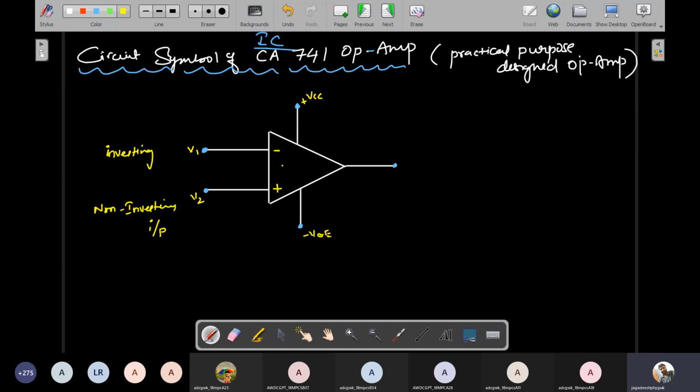Okay, so this is a 741. I will consider right now this is a practical operational amplifier. Then see, there is one additional pin, that is the first pin. So here the first pin is represented. This is pin 1.